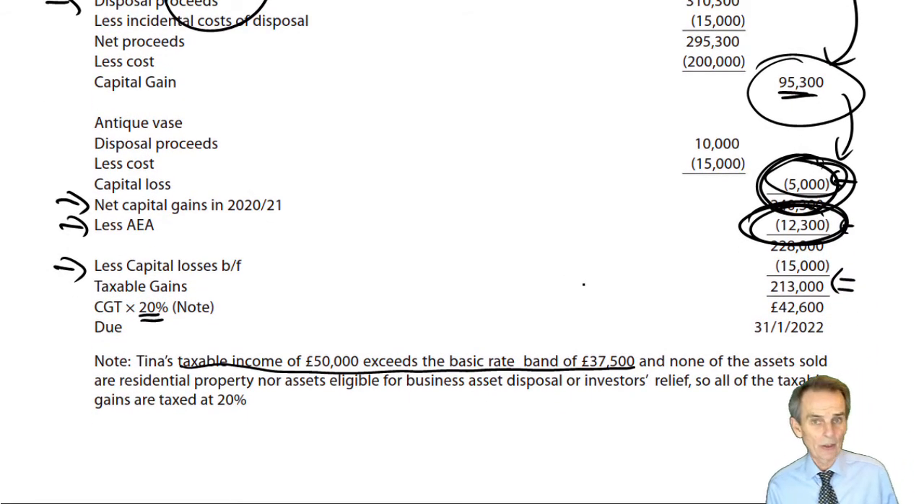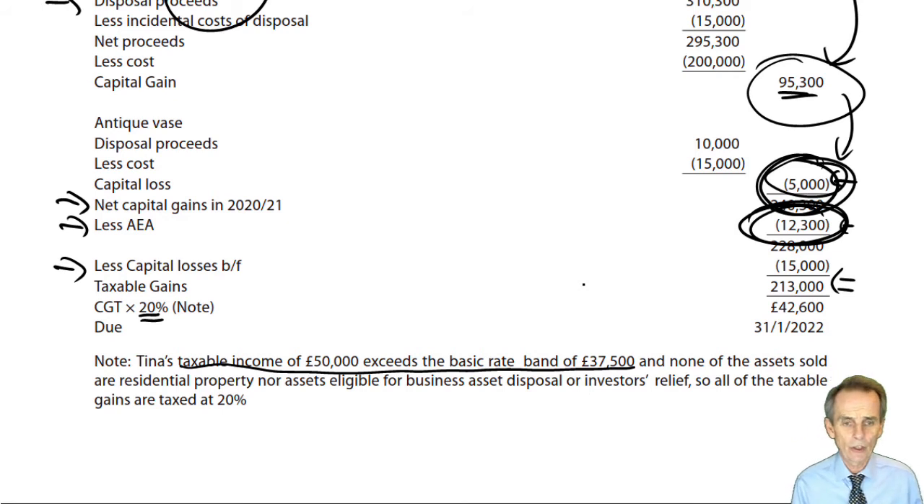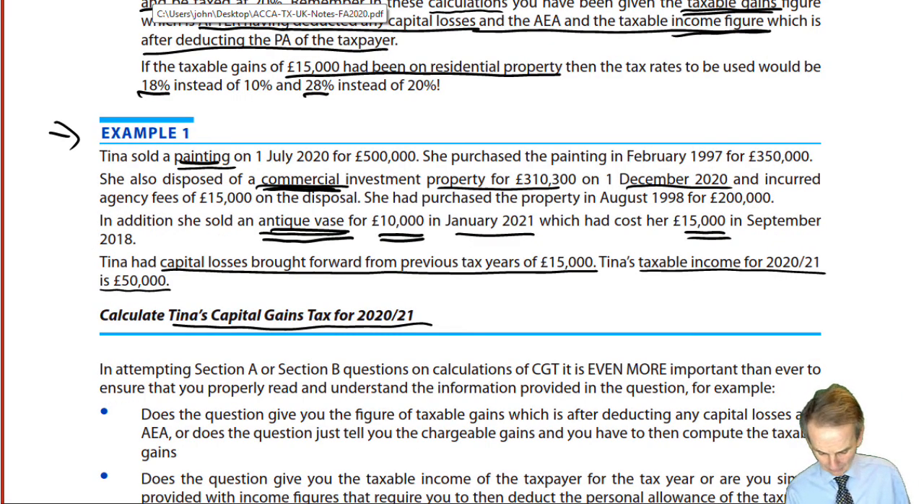Again, here though, we got our taxable gains in a single calculation, all of it at 20%. Why? Because the taxpayer is a higher rate taxpayer. So there should therefore be no problems on that. Let's go back to the notes therefore now.